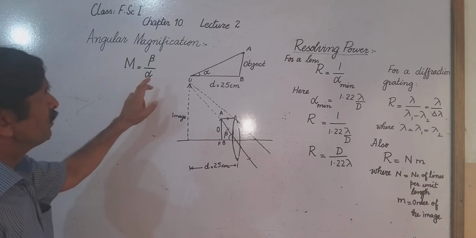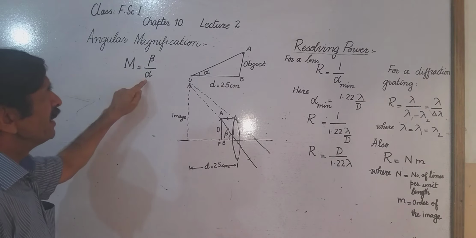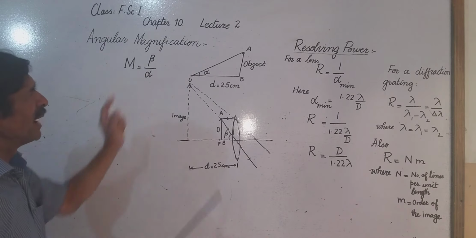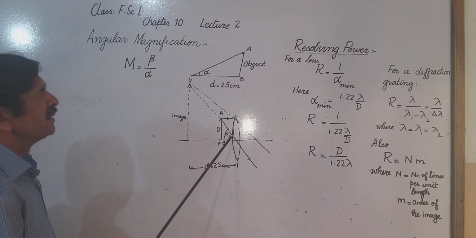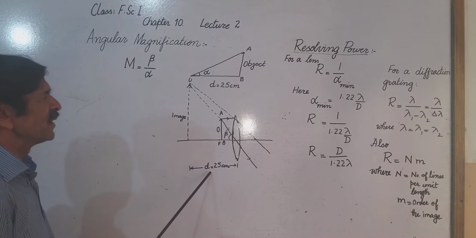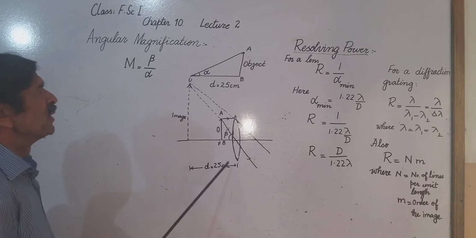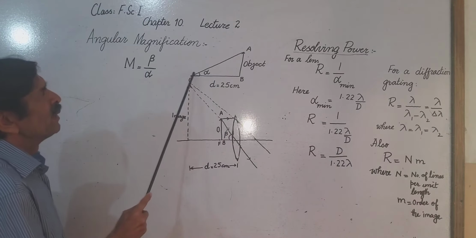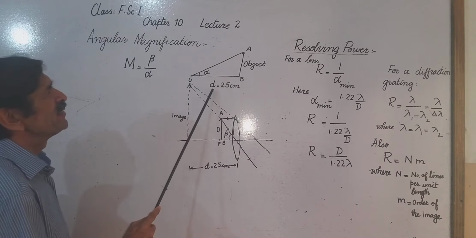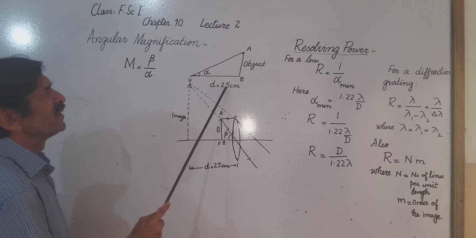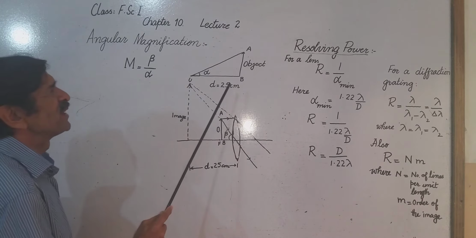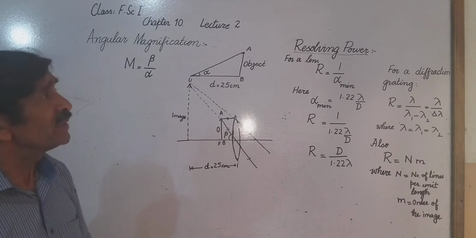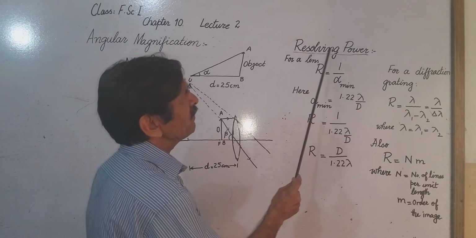The ratio between beta and alpha, the ratio of the angle subtended by the image at the lens, when the image is formed at a distance of 25 centimeters, to the angle subtended by the object at the eye, when the object is placed at the least distance of distinct vision, that is 25 centimeters, is called angular magnification. Now the next term is resolving power.